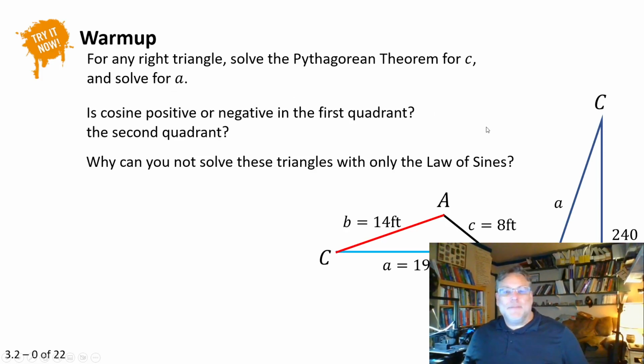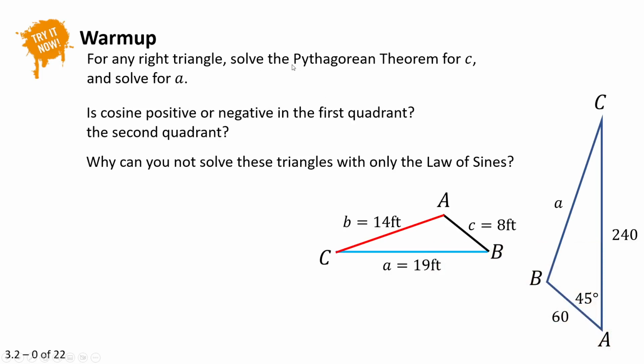Here's the first question. For any right triangle, solve the Pythagorean theorem for c squared, and then also solve it for a squared. That's not going to be too difficult to do, especially for c squared. The second one: is cosine positive or negative in the first quadrant, and is cosine positive or negative in the second quadrant? Those will be very quick questions.